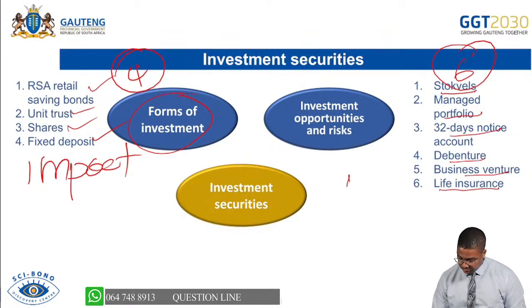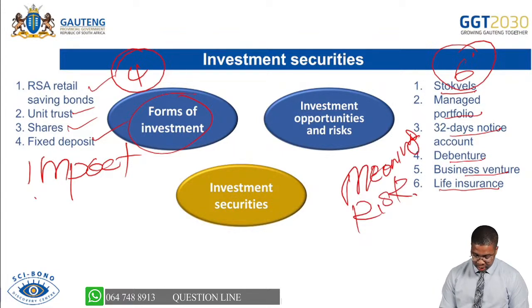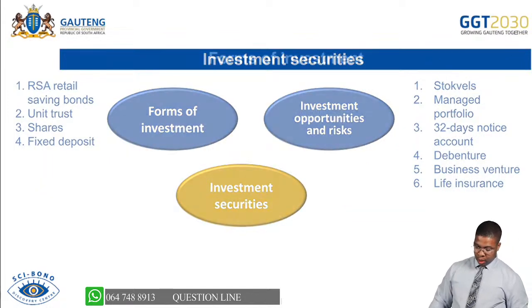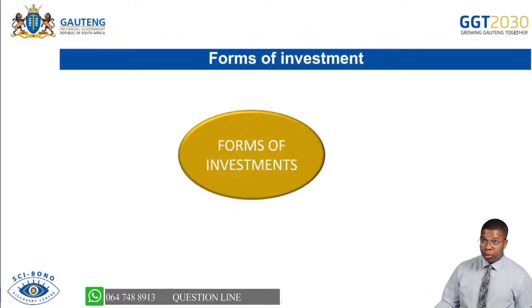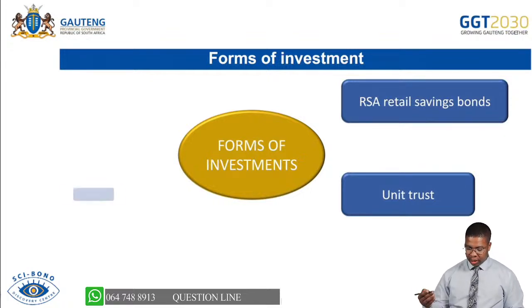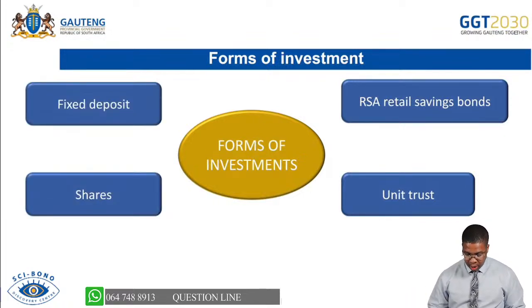And here we're talking about the meaning. You should know the meaning and the risk. But in this instance of the forms of investment, you should know the impact, which is the positives or the negatives. Now, as we proceed, the four forms of investment we have are your RSA retail savings bond, your unit trust together with shares, and your fixed deposit. So these are the forms of investment.